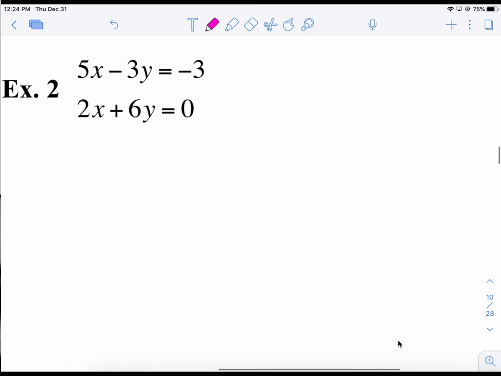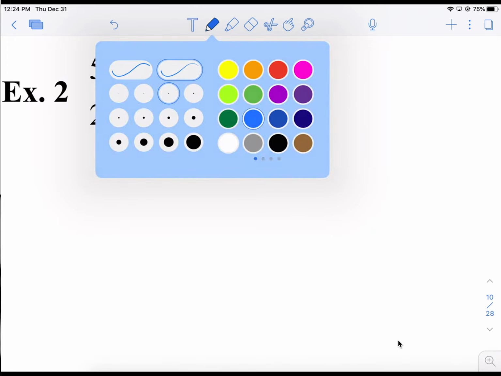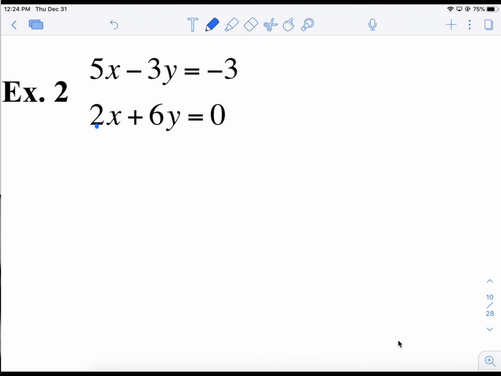All right, now I told you we need to make the numbers cancel, and sometimes you get lucky. If I look at this problem, I get lucky right away. 2 doesn't go into 5, but 3 goes into 6. I also get lucky because they already have different signs on them. So the only thing I need to do is turn this number into a negative 6. How would I do that? I would have to multiply his row by a 2.